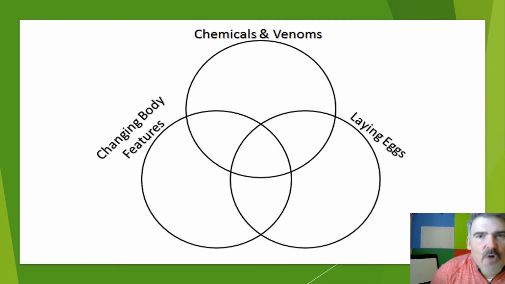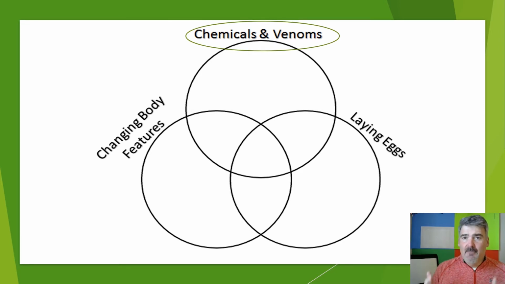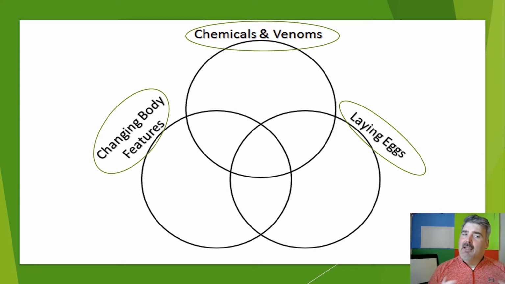So let's go over one thing before we really dig into the lesson. You're probably familiar with Venn diagrams like this one, right? They compare and contrast multiple things. This Venn diagram shows some of the things parasites do when they infect their host. Some parasites use chemicals and venoms. Some parasites lay eggs in their host. And some change the host's body features. And some do a combination of 2 or even all 3 of these things.